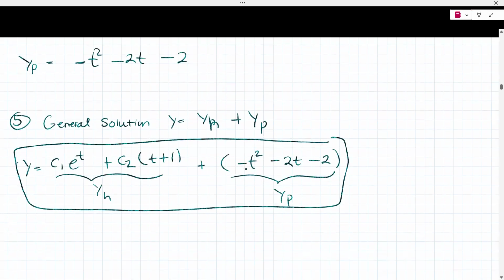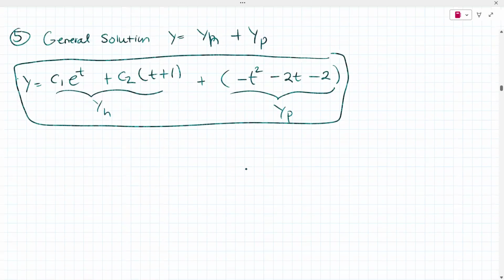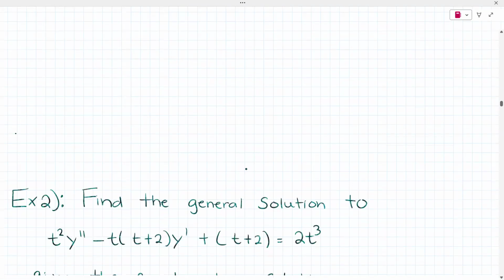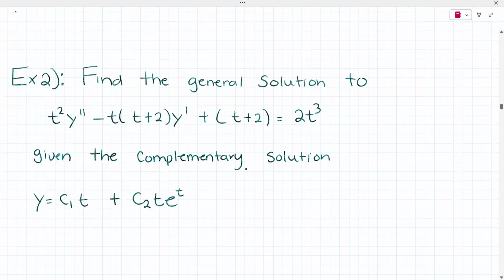Okay, so it is kind of tedious, but yeah, let's do another example. Example 2 says find the general solution to t squared y double prime minus t times (t plus 2) y prime plus (t plus 2) y equals 2t cubed, given the complementary solution is y equals c1 t plus c2 t e^t. So what do we have? What would you do?